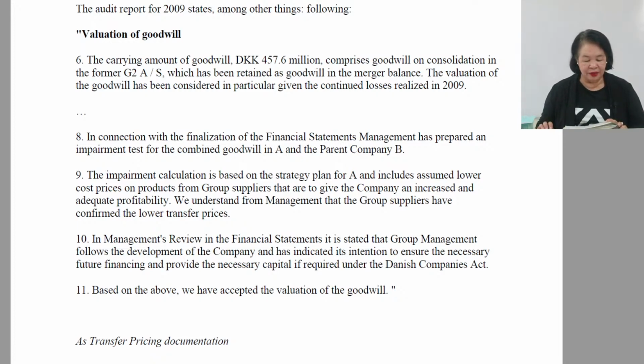So, valuation of goodwill. The carrying amount of goodwill, Danish krone 457.6 million, comprises goodwill on consolidation in the former G2AS, no? Which has been retained as goodwill in the merger balance. The valuation of the goodwill has been considered in particular given the continued losses realized in 2009. No? Okay. In connection with the finalization of the financial statement, management has prepared an impairment test for the combined goodwill in A and the parent company B. No?